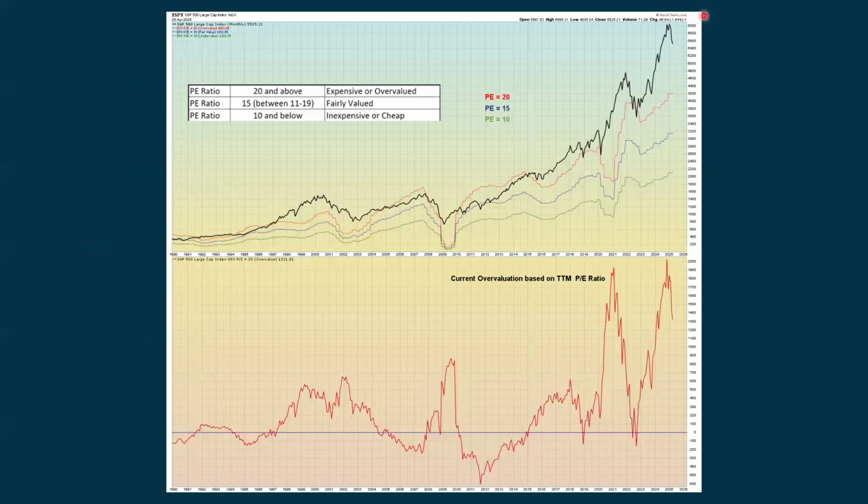First of all, looking at valuation. This looks at historical earnings reports that have already come out and then does a ratio with the price of the S&P 500. And even though we've been coming down, we're still well above this red dashed line, which is a PE ratio of 20. Anytime we're at 20 or above, the market is considered to be expensive. We would have to come all the way down to 4,200 just to get down to the expensive level here.